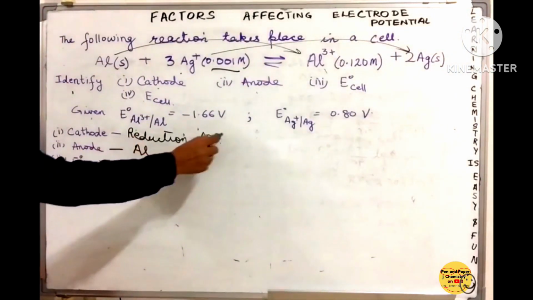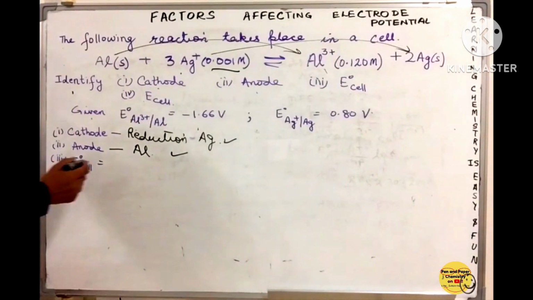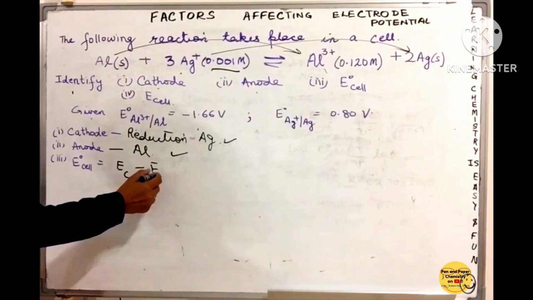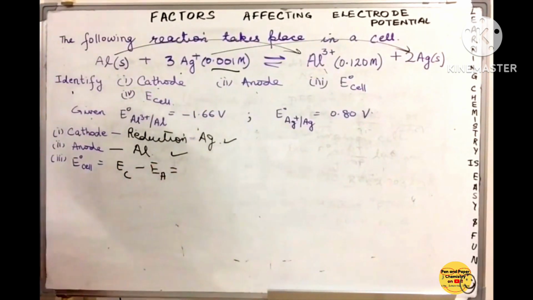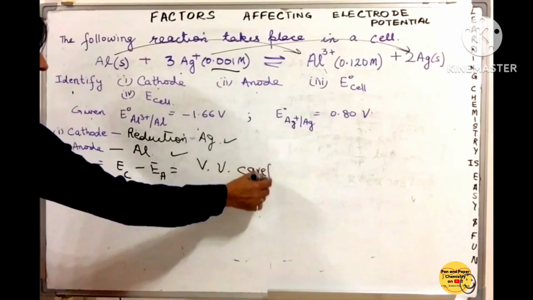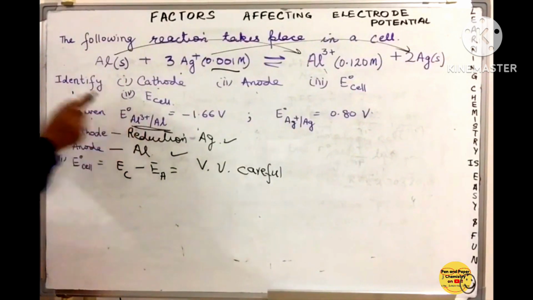So this is one aspect. If you have answered these two questions correctly, very good, half a mark here. E naught cell: how do you determine the standard EMF of the cell? Simple: the electrode potential of the cathode minus the electrode potential of the anode. Now, be very careful over here. Sometimes questions involving the calculation of the standard EMF of the cell are very easy. The trick is in these values.